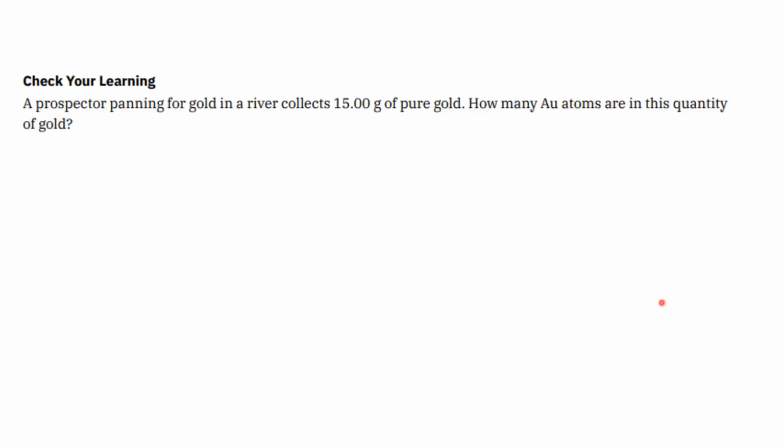So if you want to practice at this one, again, same kind of idea. A prospector panning for gold in a river collects 15.00 grams of pure gold. How many atoms of gold are in this quantity? So again, we need to use the molar mass to convert to moles, and then we can use Avogadro's number to actually determine how many atoms we would have.